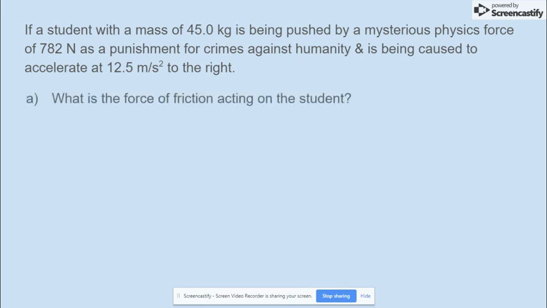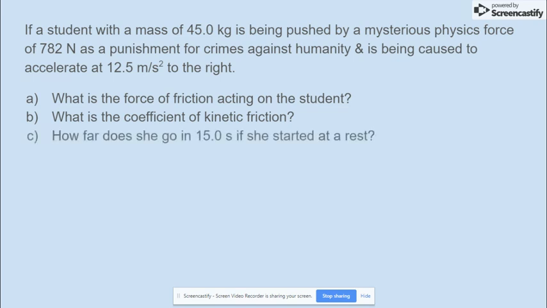We got three things we want to find in this problem. Part A, what is the force of friction acting on our student? Part B, what is the coefficient of kinetic friction? And part C, we're going to figure out how far does she go in 15.0 seconds if she started at rest. So we'll start there with part A.